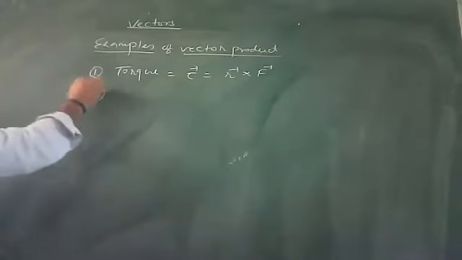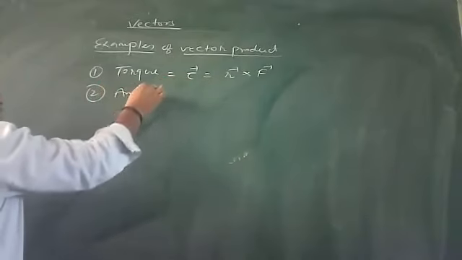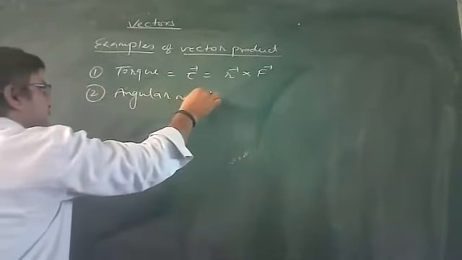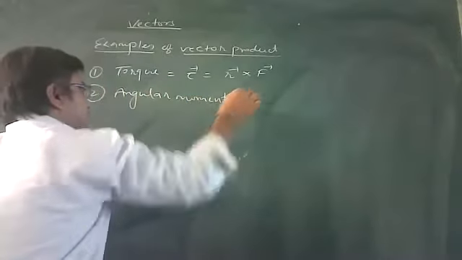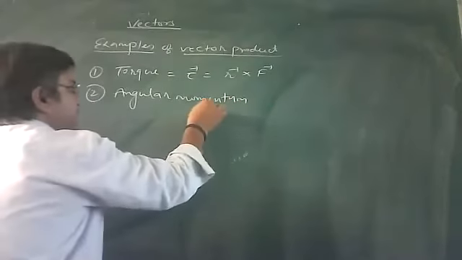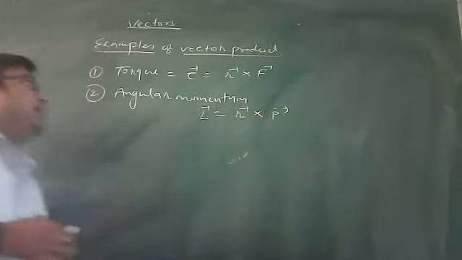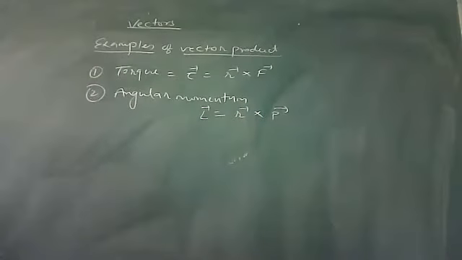Second property is angular momentum. One is linear momentum, that is the product of mass into velocity. And one is angular momentum, and the angular momentum symbol is L. This is represented by R cross P. R is the position vector and P is linear momentum.